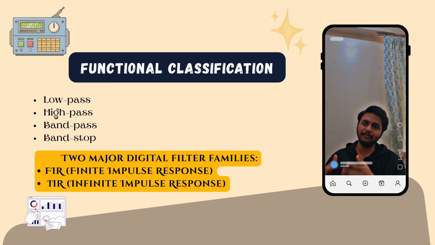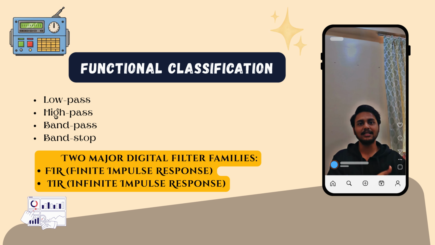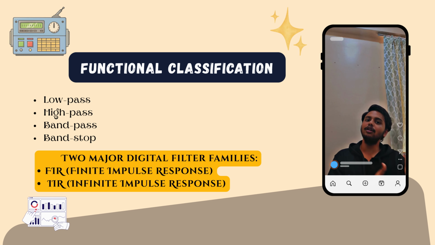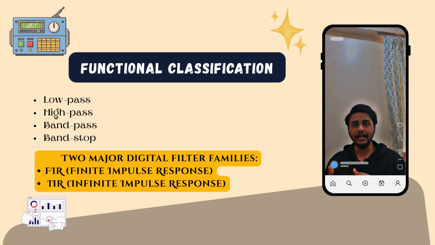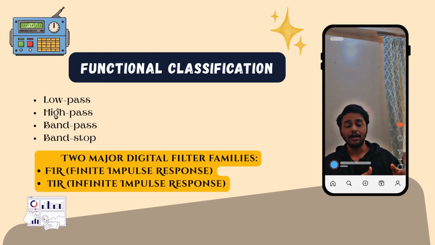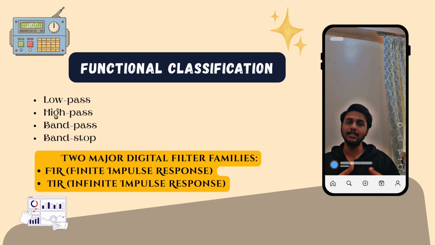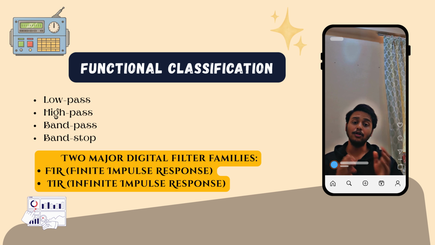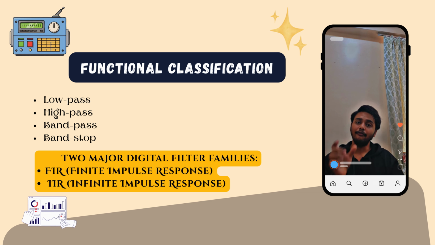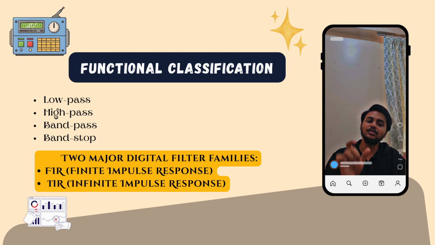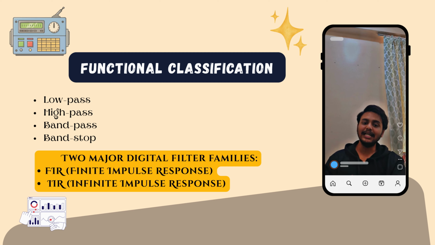Before we start with FIRs and IIRs, let us classify the filters on the basis of their behavior. First of all, we have low pass filters, where we pass low frequencies. We have high pass filters, in which we pass high frequencies. We also have a band pass filter, in which we pass a particular band of frequencies. We also have band stop filters, which reject certain frequency ranges. That's what we call functional classification.